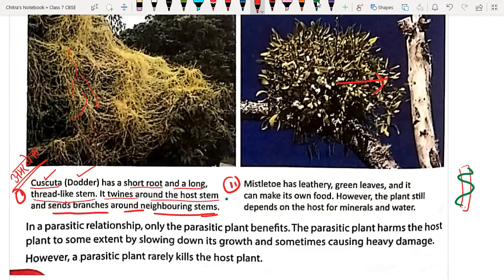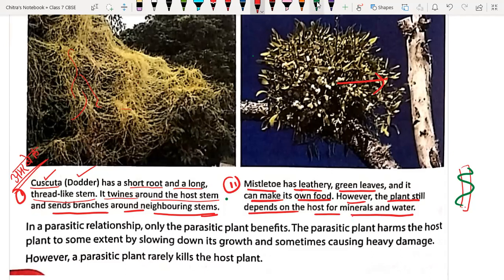Okay. So here we have the name, mistletoe. See, it does not totally depend on other plants. It has green leaves and it can make its own food. However, the plant still depends on the host plant for certain minerals and water. Because it does not grow on soil, it grows on another plant. That's why it depends on the host plant for certain minerals and water. That's why it is also parasitic.